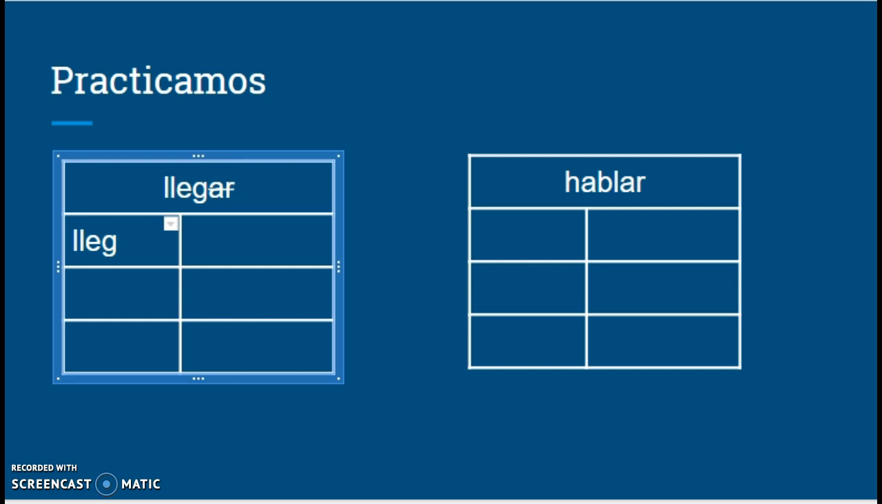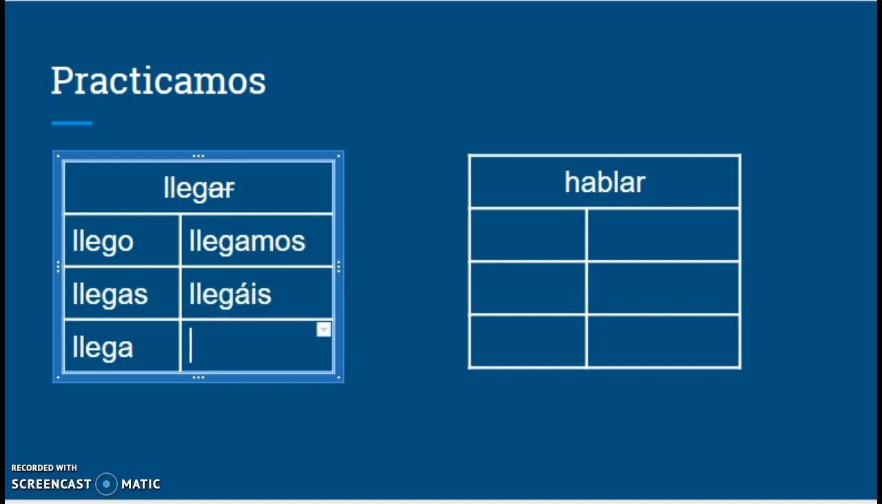So I'm in the yo box. My yo ending is O, so that would be llego. Tú ending is AS, llegas, you arrive. Él, ella, usted ending is just an A. He, she, you formal, it arrives. Nosotros, amos. We arrive. Llegáis, you all arrive in Spain. And llegan, they arrive, or you plural arrive.